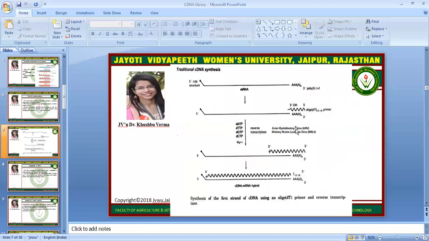This is messenger RNA. Now the oligo dT primer will attach to the poly A tail region at the 3' end. Then dNTPs and reverse transcriptase enzyme will start to make a cDNA strand in the 5' to 3' direction. And this cDNA-messenger RNA hybrid is here, and this is how the synthesis of the first strand of the cDNA will occur with the help of oligo dT primer and reverse transcriptase enzyme.